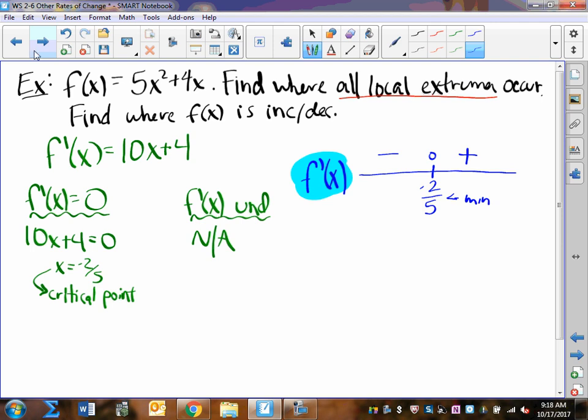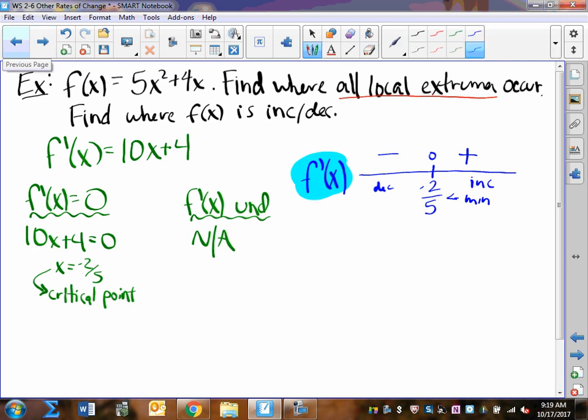Now I can also tell more about my graph as well. If this is negative, what do I know about my original graph? Is that going to be increasing or decreasing? If my slope is negative, decreasing, it's going down. So I know that my original function is going to be decreasing. And if my slope is positive, what's my original function? Increasing. So from all this information, we can already answer everything about our question here.